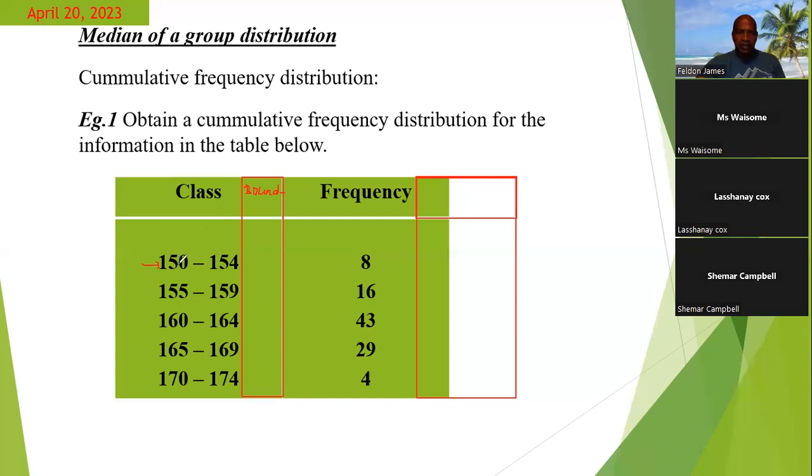And if we look at the pattern of the numbers, we see that you have 150 to 154, then 154 to 155. So if you look at it in that way, you notice that for the upper class limits, the upper class limit of this class, which is the 154, is followed by the next number, which is 155, for the lower class limit of the next class. So you have 154 here, then we have 155.